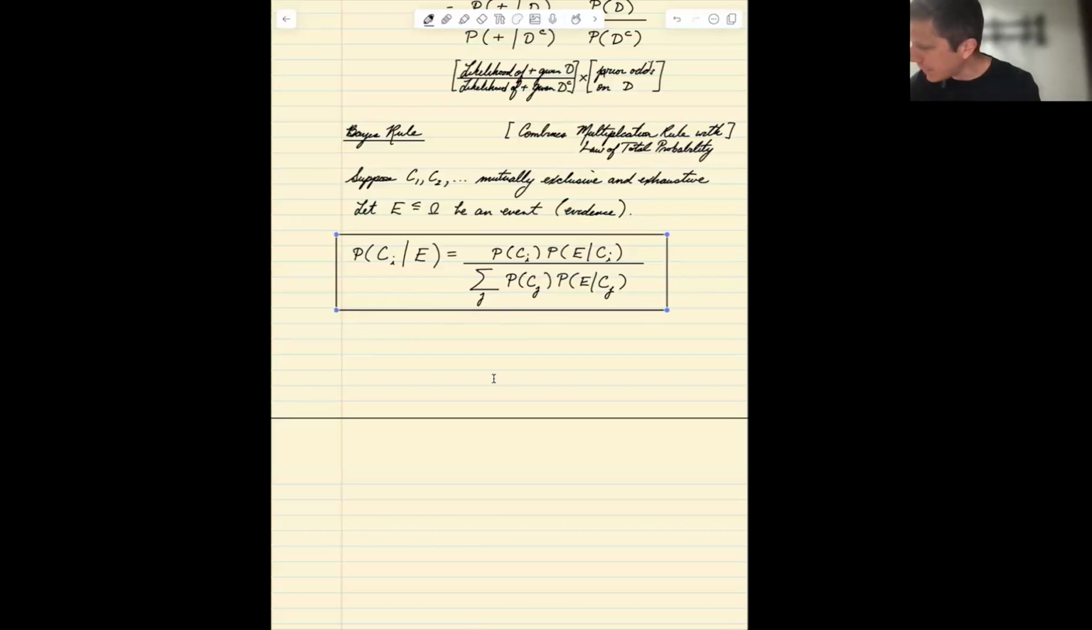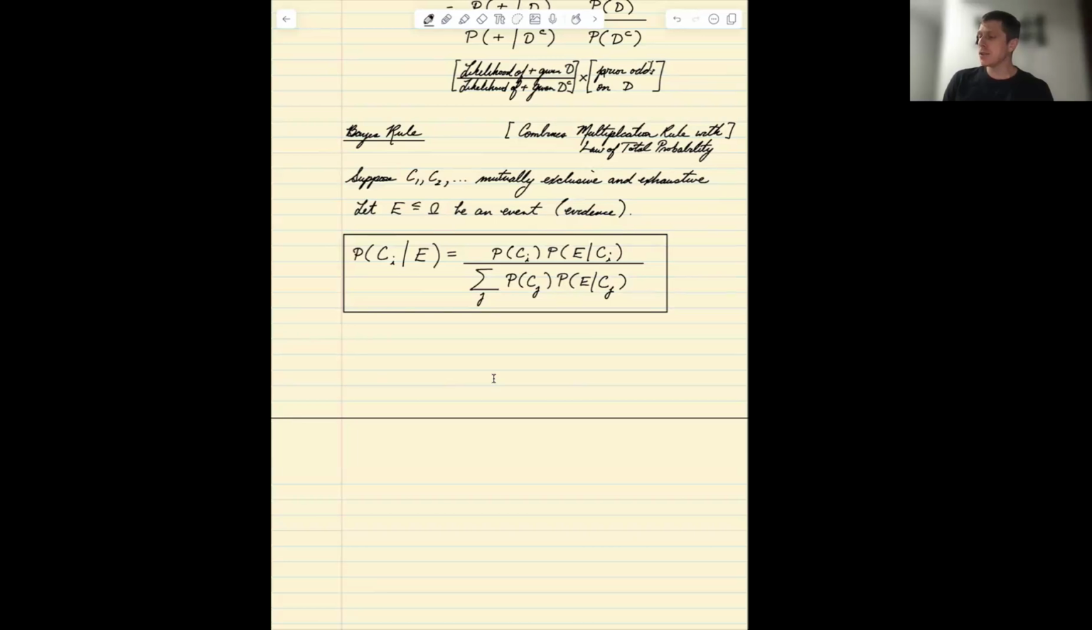Technically, you don't really have to memorize Bayes' rule. Believe it or not, I do not have Bayes' rule memorized because I can always rederive it from the multiplication rule and the law of total probability. So I don't need to memorize it. And the more you try to memorize, the more likely you are to mess something up. So I try not to do that. So this is Bayes' rule.